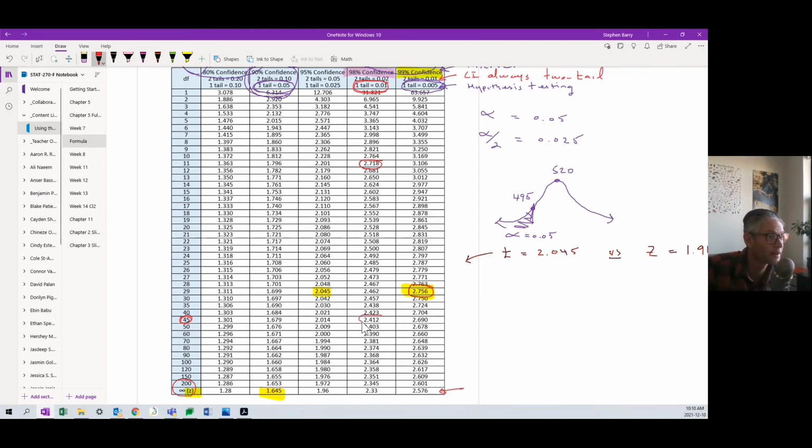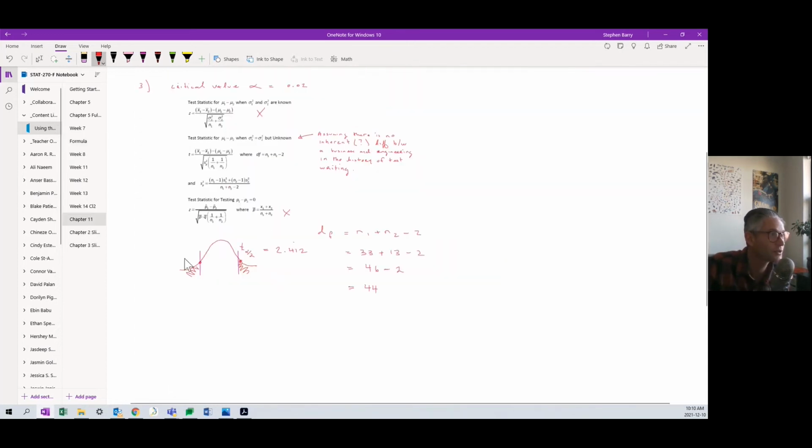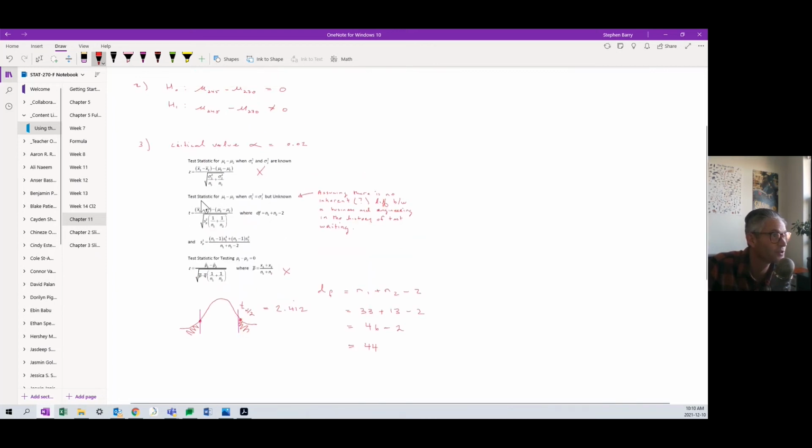All right, so my critical score is going to be 2.412. So that's a little bit different in terms of the degrees of freedom, but the idea is just using your chart. Critical scores are always found on charts. It's nothing you calculate. It's always just based on alpha and degrees of freedom if you're in a T distribution.